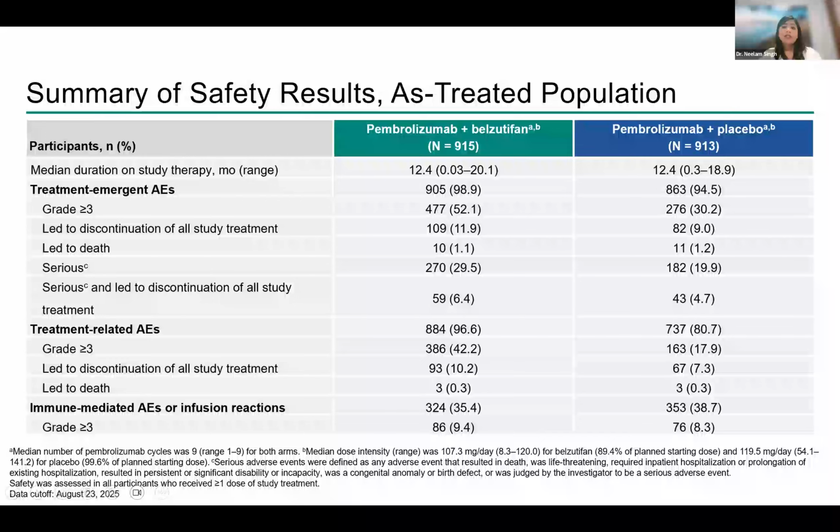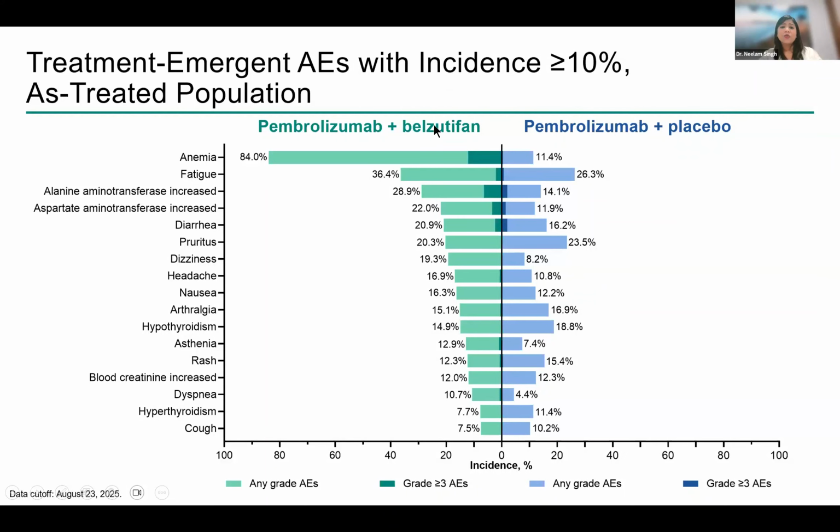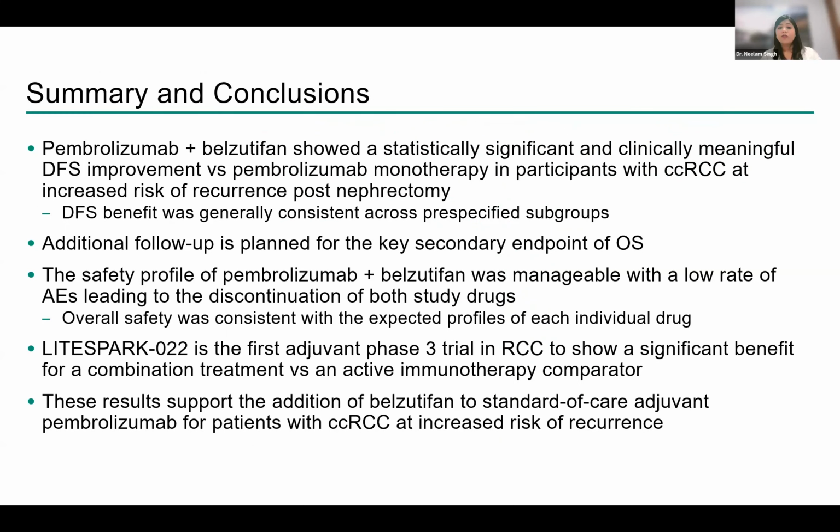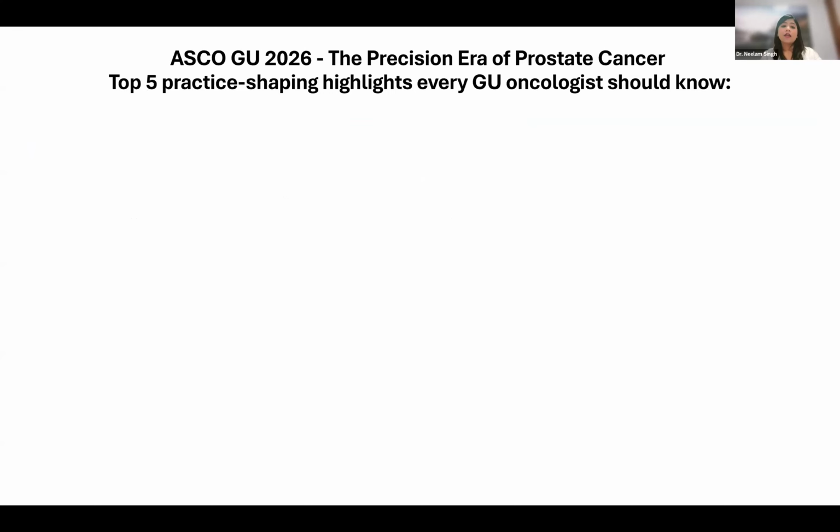Looking at the safety results, around 40 to 50% of the patients had treatment-emergent adverse events and treatment-related adverse events. The common side effects we see are anemia and fatigue. To summarize, pembrolizumab with belzutifan did show a statistically significant and clinically meaningful DFS improvement versus pembrolizumab monotherapy in patients with clear cell RCC who have an increased risk of recurrence.